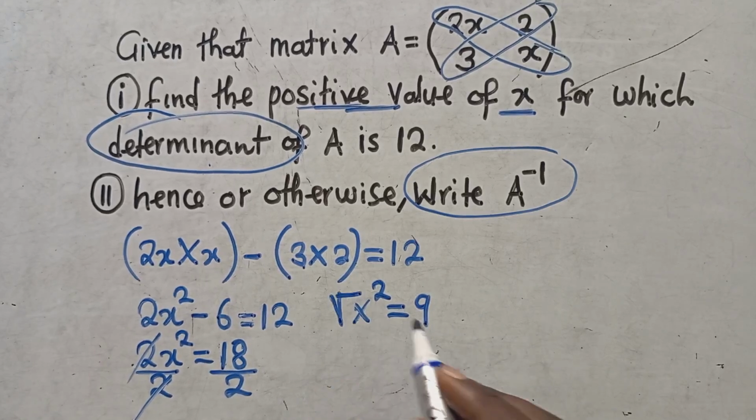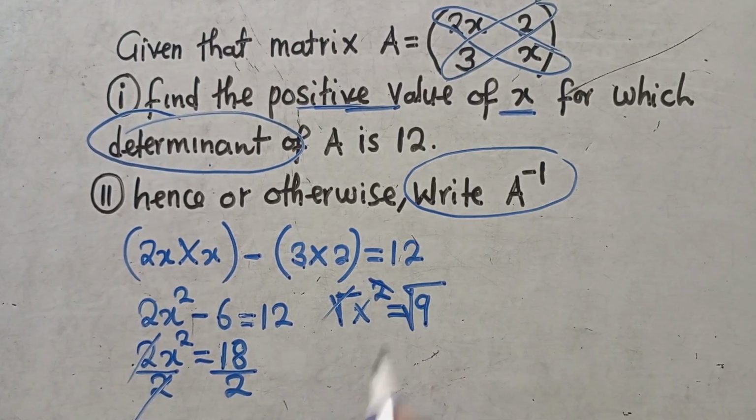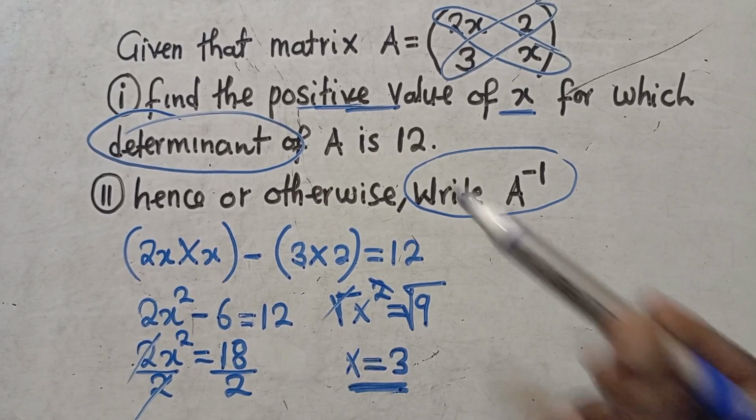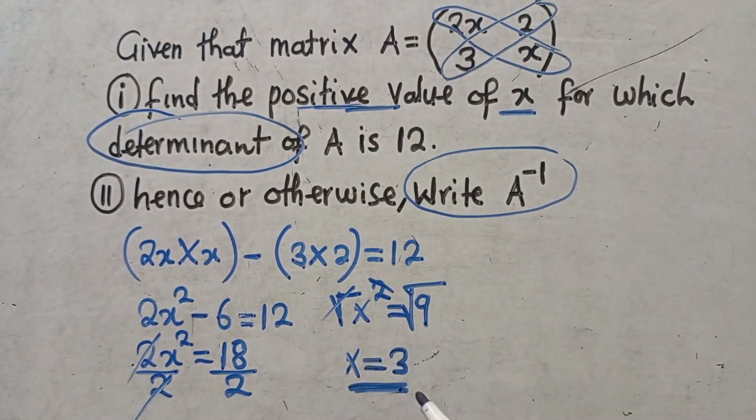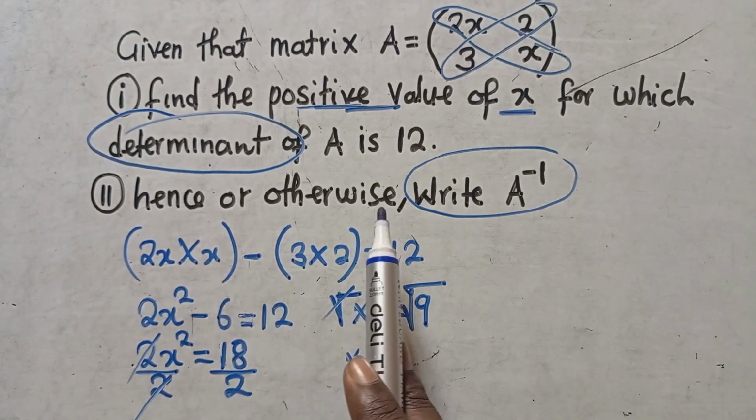So square root both sides, so that the square root and the square cancel out. I'm going to have x equal to 3, because they're just interested in the positive value of x. I just end here. The question was just telling us to find the positive value of x. If you want, you can say x is equal to plus or negative 3, then you say therefore x is equal to 3. The choice is yours. We move now to this other question.